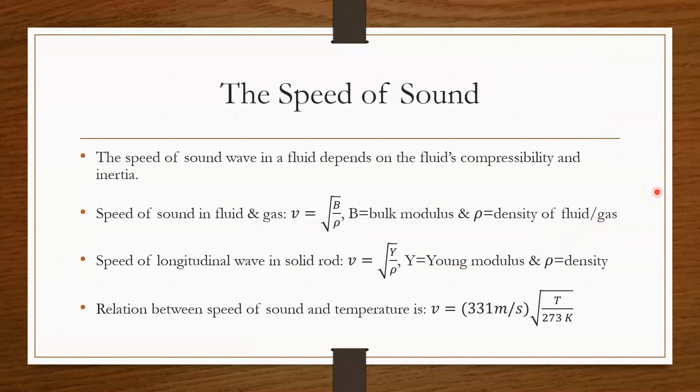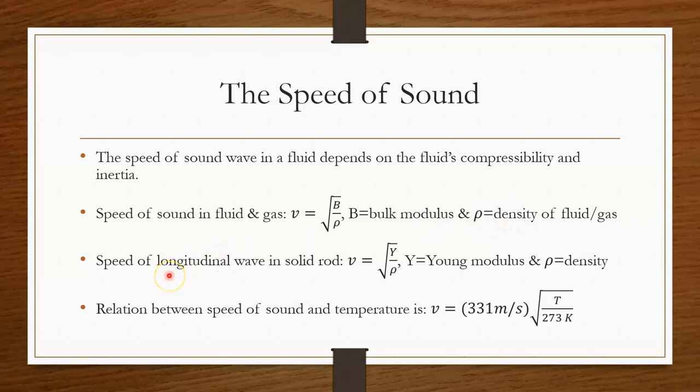So the speed of sound in fluids, gases, or in solid materials depends on the compressibility and inertia. The speed of sound in fluid and gas can be found by using this equation, where v is equal to the square root of B divided by the density, where B is the bulk modulus. You did learn about this bulk modulus last semester. The density depends on the fluid or the gas itself.